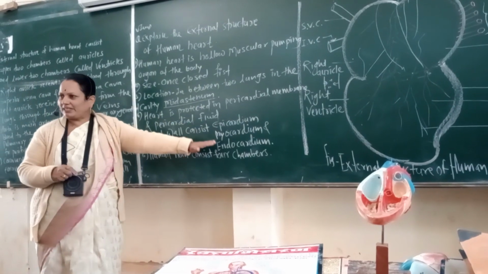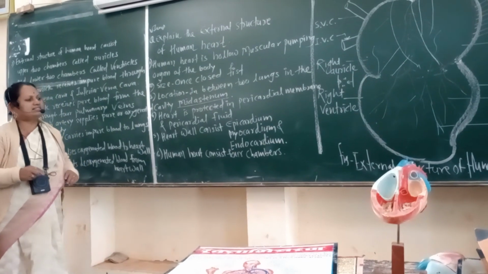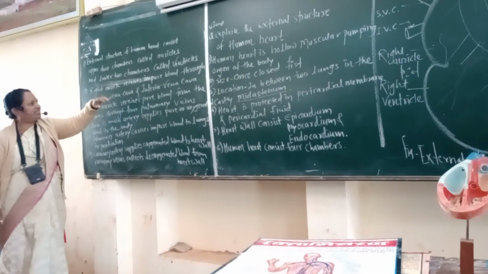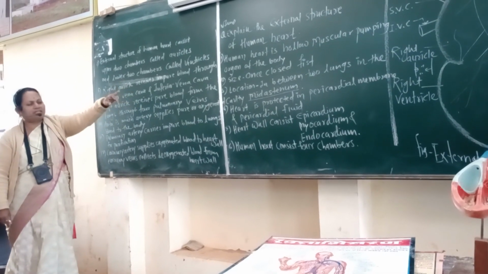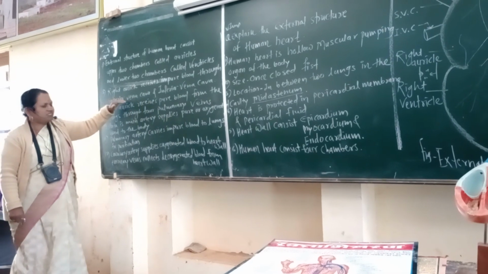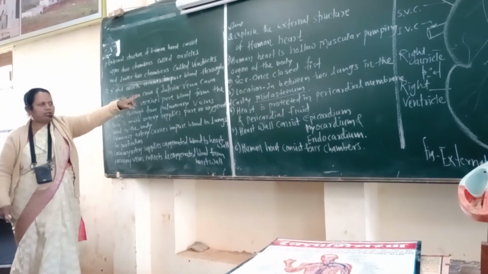The heart wall consists of how many layers? 3 layers: epicardium, myocardium, endocardium. The human heart consists of 4 chambers. The upper 2 chambers are called auricles, the lower 2 chambers are called ventricles. The right auricle receives impure blood through the superior vena cava and inferior vena cava. The SVC collects impure blood from the head, the IVC collects impure blood from the lower part of the body.